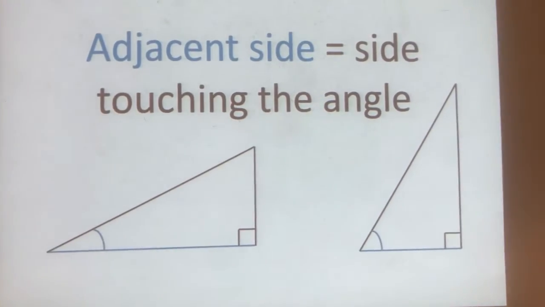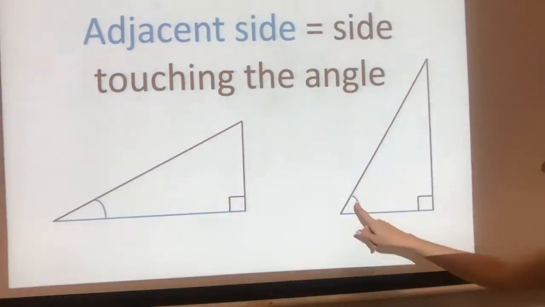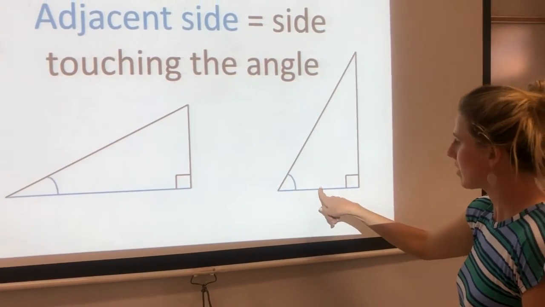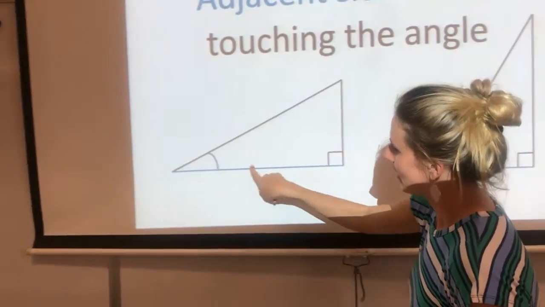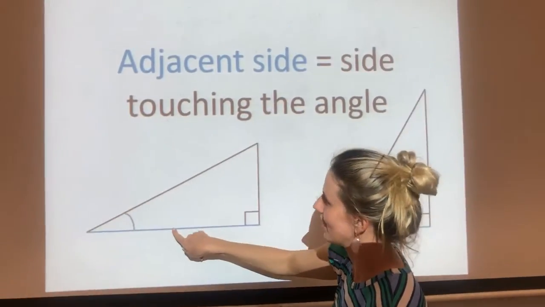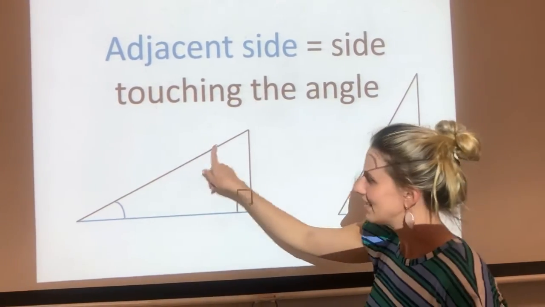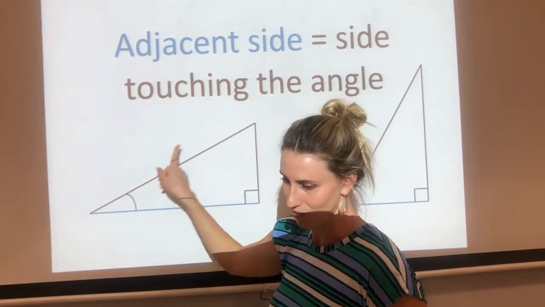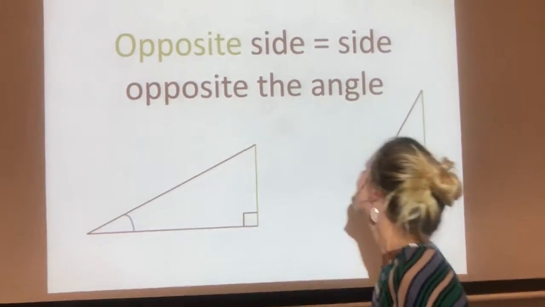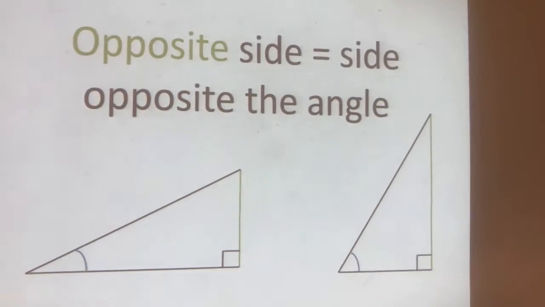The adjacent side is the side touching the angle. So angle, side touching the angle. Adjacent side. And this is not the adjacent side because that's the hypotenuse. It's the long one.